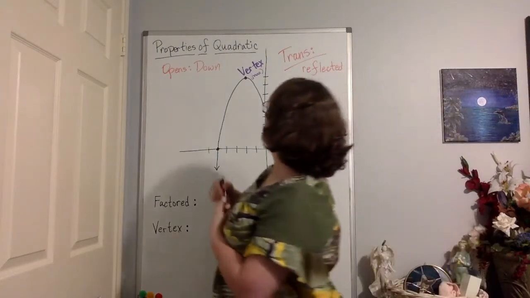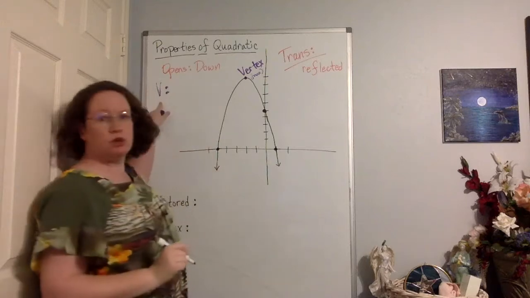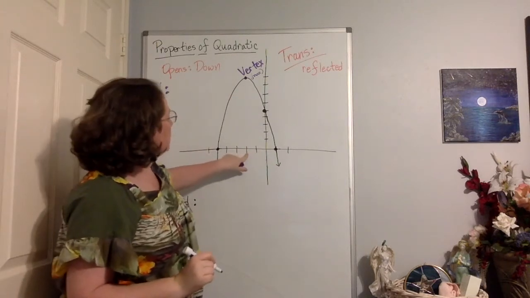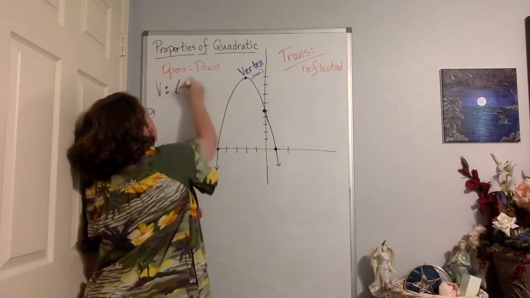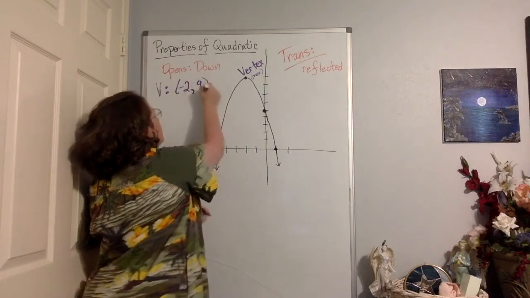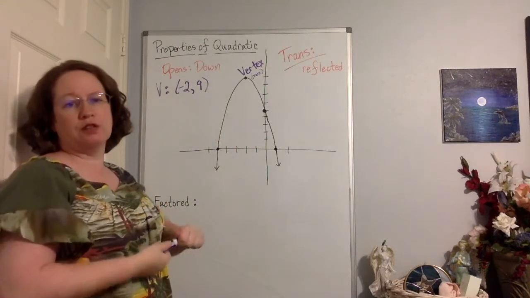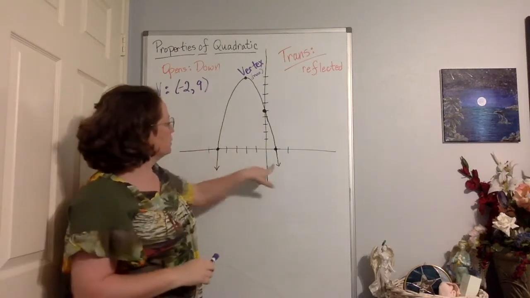Okay, so for my vertex, let's find the location of my vertex. And I'm just going to abbreviate that with a V. Right, my vertex is at (-2, 9). So I not only know the parabola has a vertex, I know exactly where that vertex is located on my graph. Okay, so now let's look at these other dots.